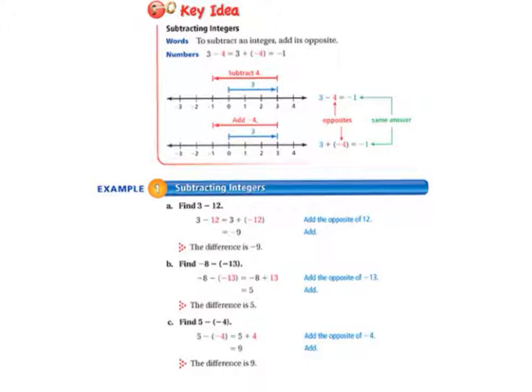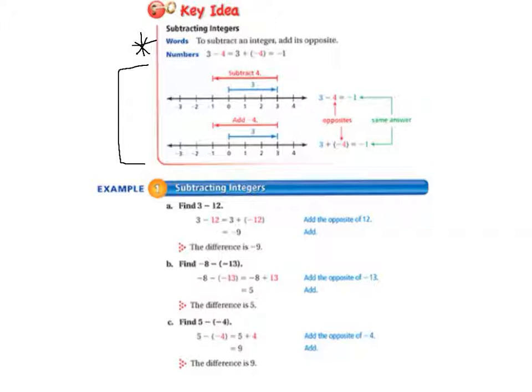Let's look at the key idea, subtracting integers. To subtract an integer, you add its opposite. So the example they give us is 3 minus 4 equals 3 plus negative 4, and that equals negative 1. Please take a moment to write the example and show it with a number line in your notebook. So take a couple of minutes and draw out this example in your notebook.